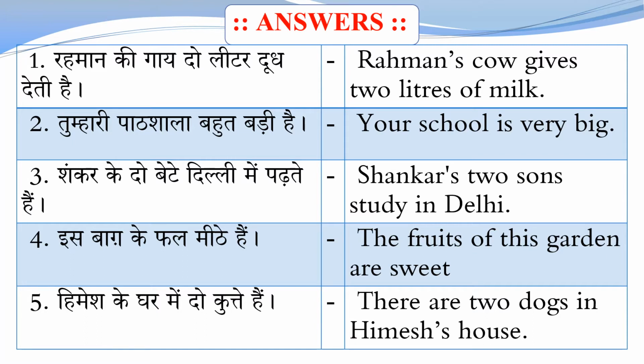Fifth one, Himesh ke ghar mein do kutte hain. Himesh ke can be translated as Himesh's. Ghar means house. Mein translates to in. Do kutte means two dogs. Kutta, as we learned, means dog. So the plural form would be kutte, which means dogs. And hain means are. So the English version would be there are two dogs in Himesh's house.